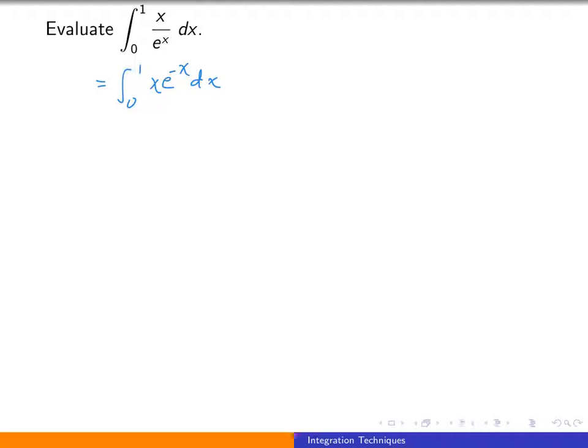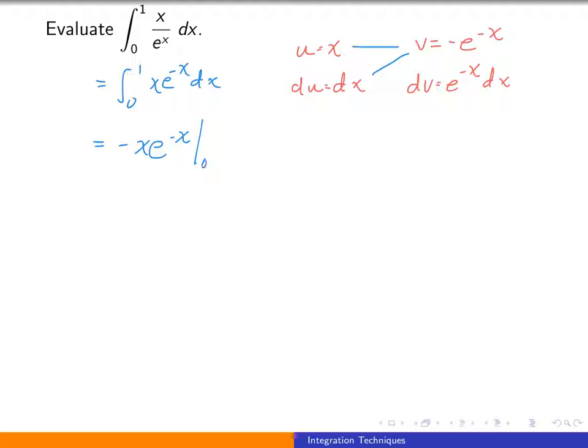for integration by parts. So to apply integration by parts, we let u be equal to x and dv equal e to the minus x dx. So that makes du equal to dx and v equal to minus e to the minus x. And integration by parts tells us we'll get back uv and we subtract away the integral of v du. So uv would be minus x e to the minus x, and we evaluate from 0 to 1.